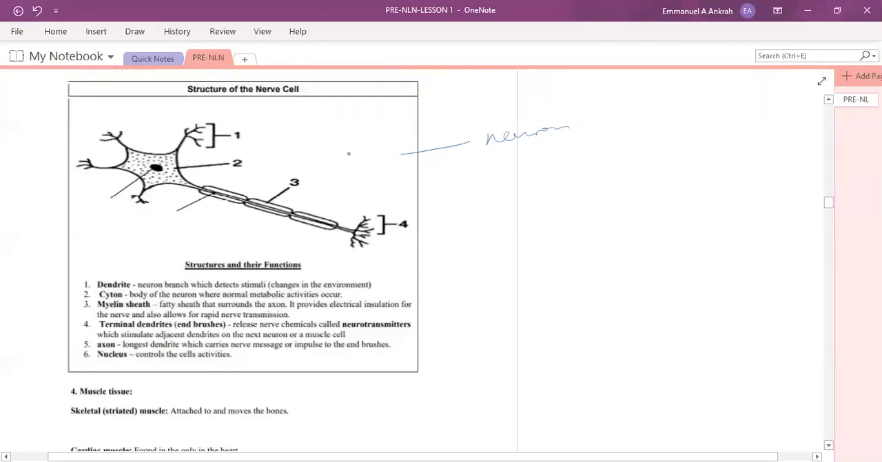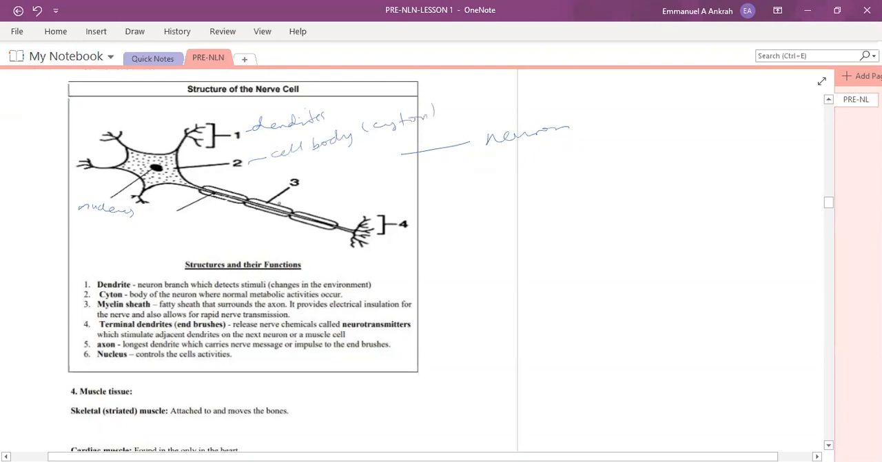And then the nerve cell has nucleus. So that is one. This is a nucleus. Right. This will be what we call the dendrites. And then 2 is called the cell body. Or some people call it the cyton. You say cyton, the same thing.